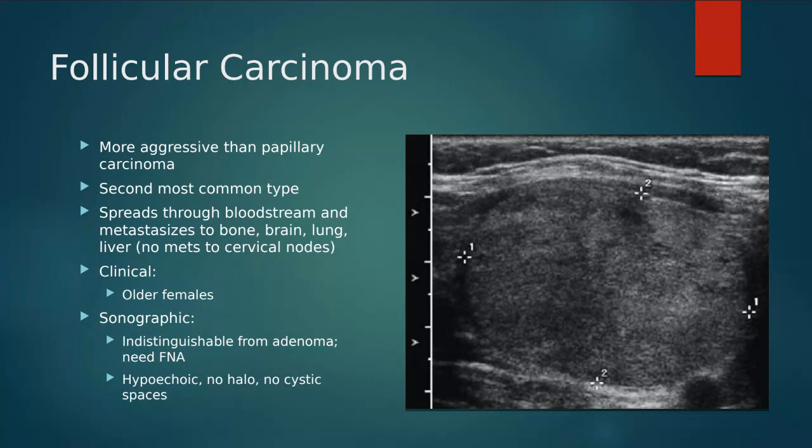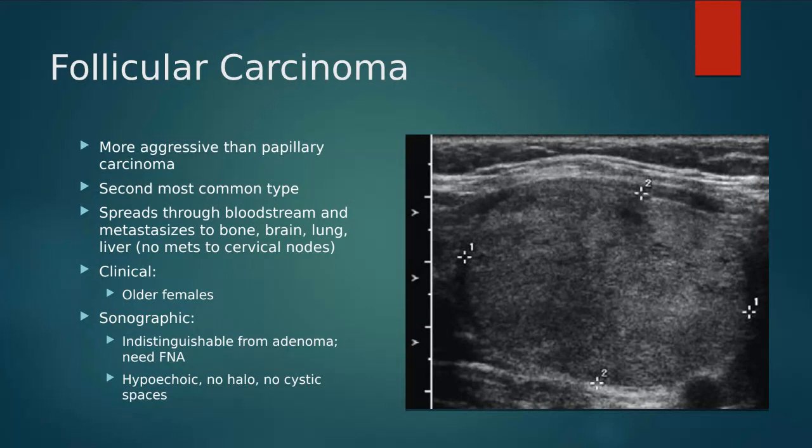Clinically, we're going to see this in older female patients on ultrasound. It's going to be indistinguishable from an adenoma. As we said, adenomas are that tumor made up of any functional tissue of any organ. So we need to do an FNA, a fine needle aspiration, to get some cells out of it to send it for testing. They're typically going to be hypoechoic. We're not going to see any halo. We're not really going to see any cystic spaces within it.